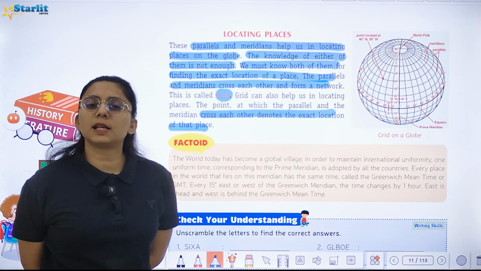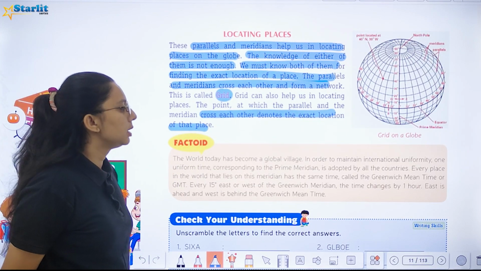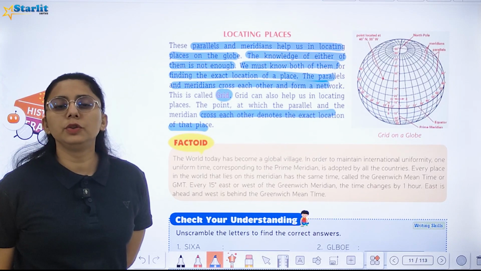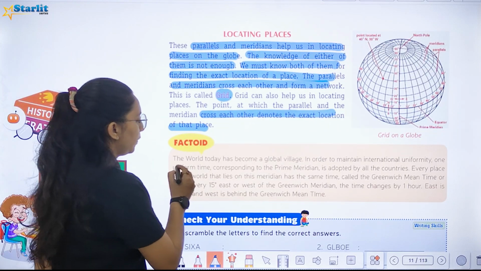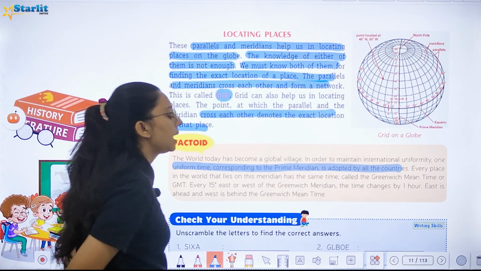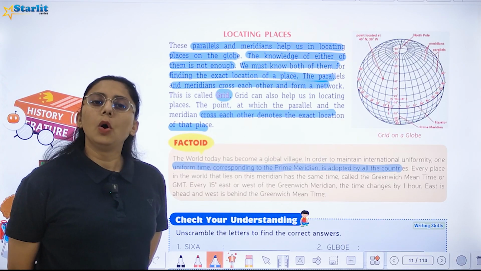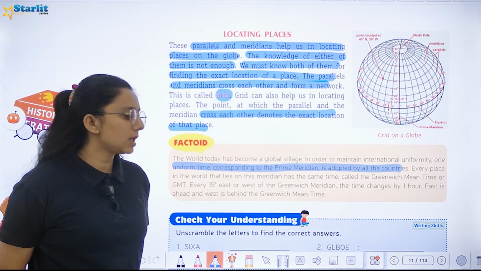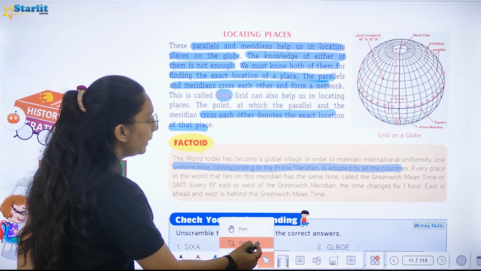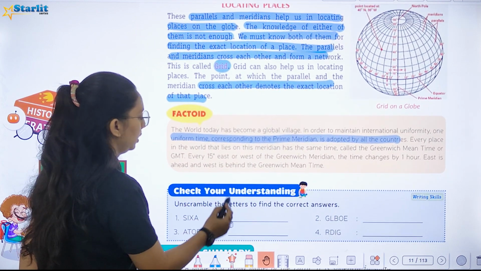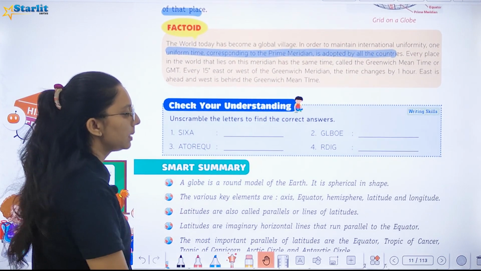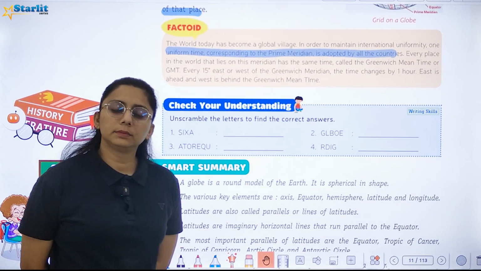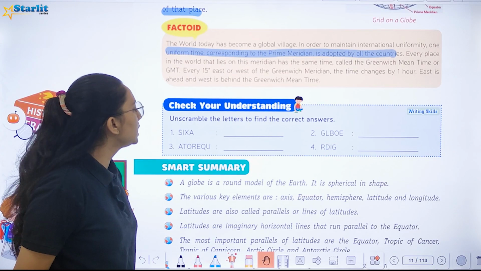So the world today has become a global village. In order to maintain international uniformity, one uniform time corresponding to the prime meridian is adopted by all countries. In this, everyone saw what we have done: we have kept the same, one uniform time.